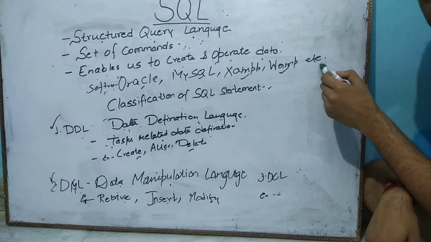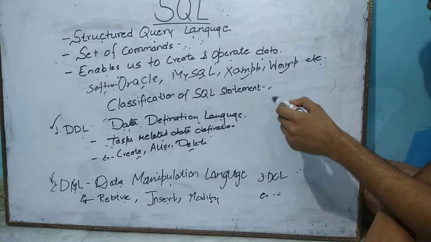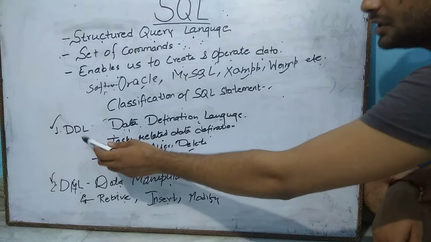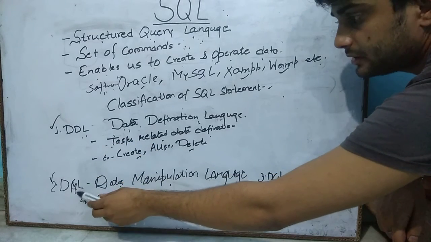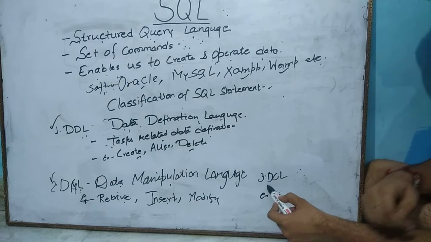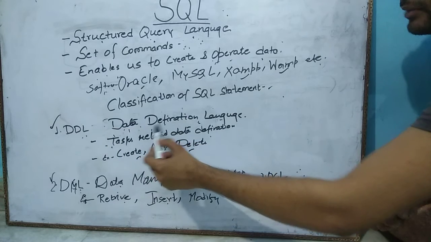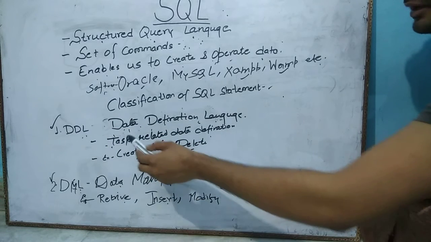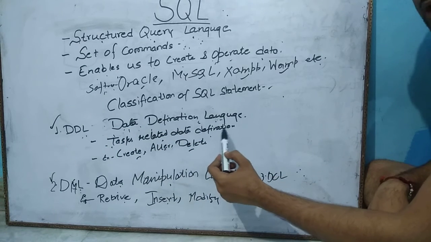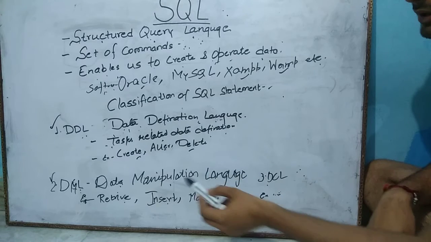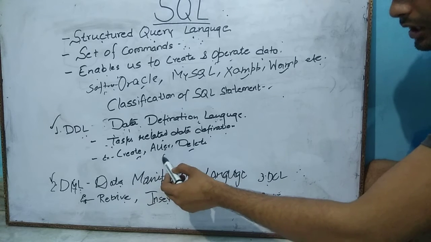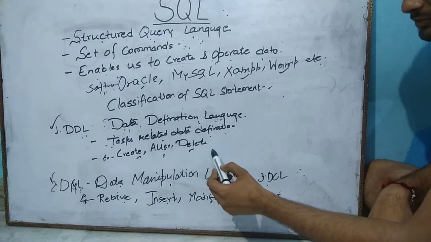Now we classify SQL statements into three types. Number one is DDL, number two is DML, and the last one is DCL. DDL stands for Data Definition Language. It performs tasks related to data definition. For example, create table, alter table, delete table.